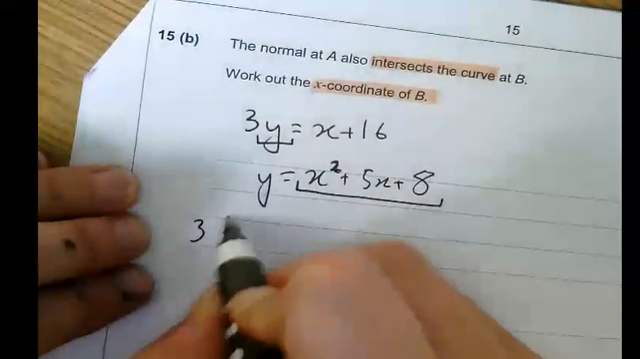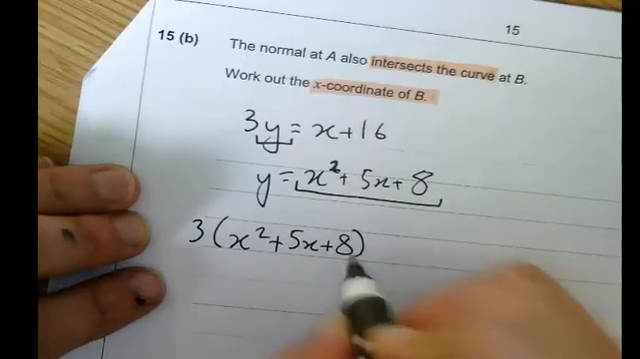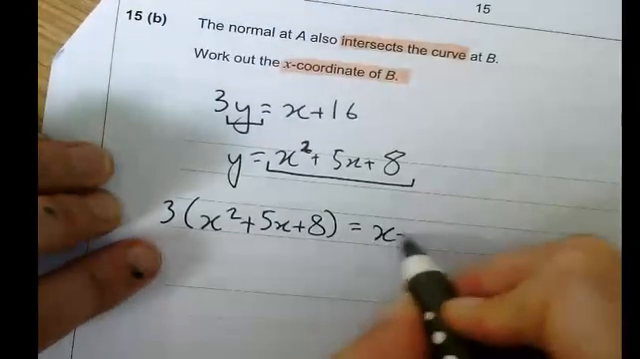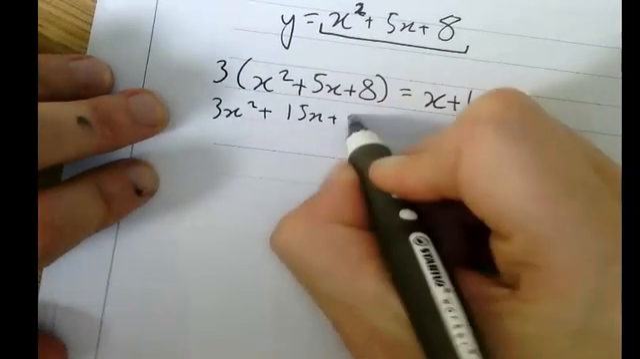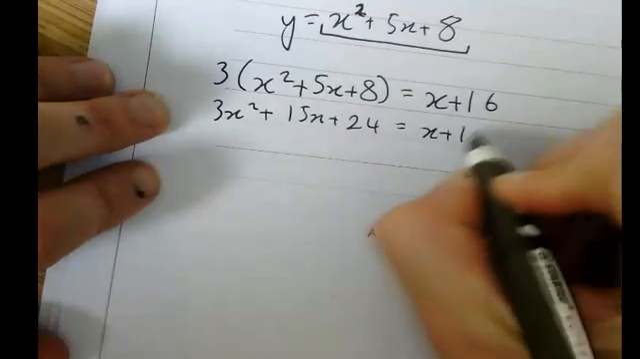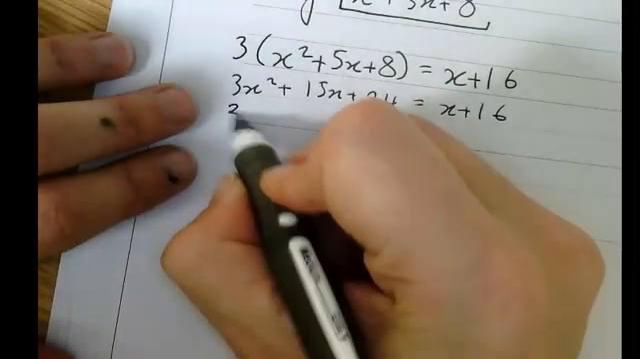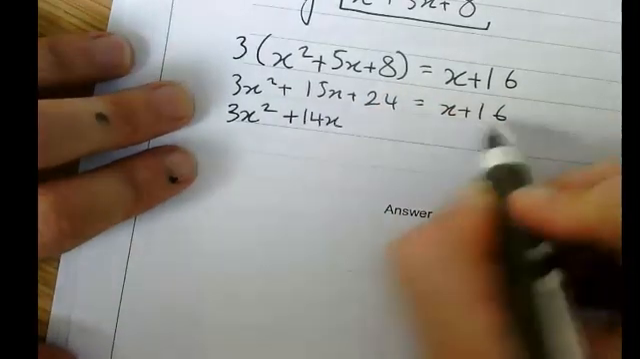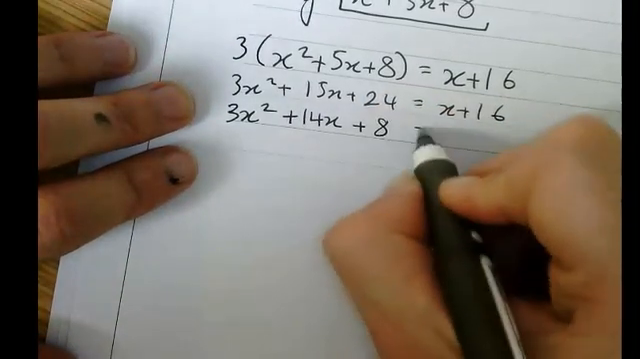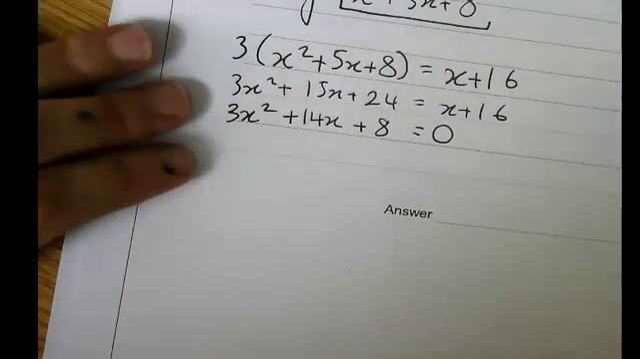So I've got 3 lots of x squared plus 5x plus 8 is equal to x plus 16. Now expand: 3x squared plus 15x plus 24 equals x plus 16. I've got a quadratic, so I'm going to get everything onto one side, make it equal to 0. So 3x squared plus 14x plus 8 is equal to 0. And from here, I'm going to try to factorize.